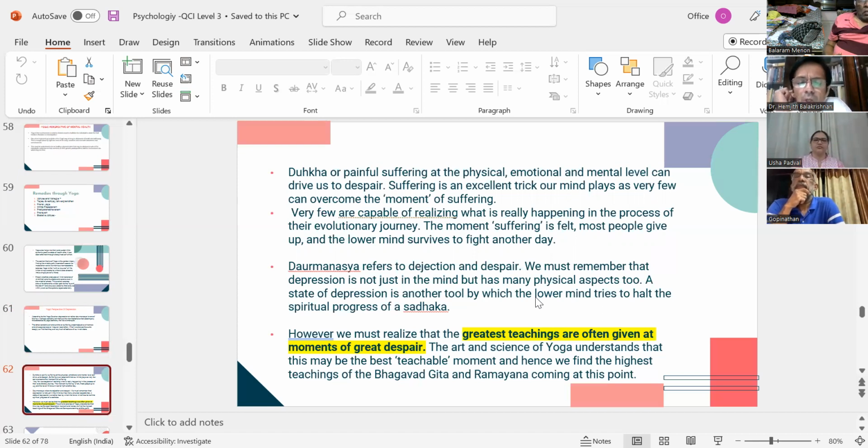Daurmanasya refers to dejection and despair. We must remember that depression is not just in the mind but has many physical aspects too. A state of depression is another tool by which the lower mind tries to alter the spiritual process of a sadhaka. However, we must realize that the greatest teachings are often given at the moment of great despair. We all know what happened to Buddha, what happened to Lord Rama, right? In Yoga Vashishta, we know that the art and science of yoga understands that this may be the best teachable moment, and hence we find the highest teachings of the Bhagavad Gita and Ramayana coming at this point. We all know Arjuna's dilemma.